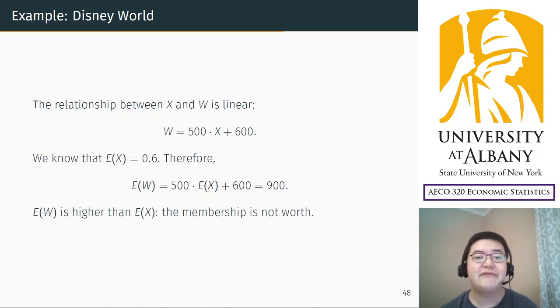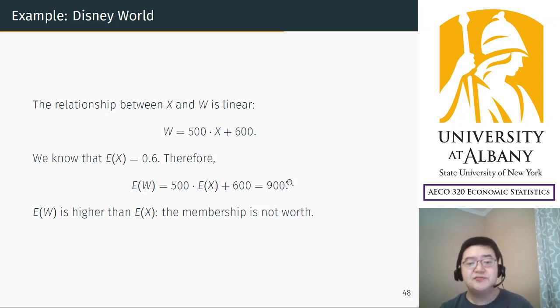They are linear. They have a linear relationship because your spending will be $600. Once you join the membership, you already paid $600, no matter how many times you go to Disney World, plus each trip you have to pay $500. So $500 times the number of trips plus the upfront membership fee. And we know that the expected number of trips was 0.6. So you may simply use that, and then it's very simple. Plug 0.6 into here, then you get 500 times 0.6 plus 600, which is $900.